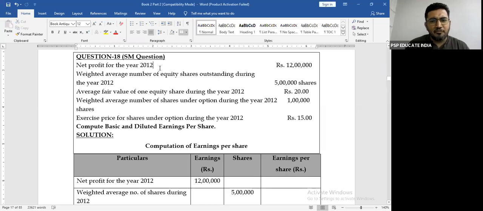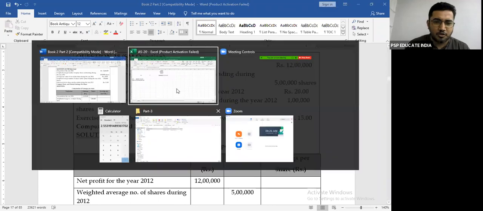It says net profit for the year 2012 is 12 lakhs. Weighted average number of equity shares outstanding is 5 lakhs. Average fair value of one equity share during the year 2012 is 20. So average value per share is given. Weighted number of shares under option is 1 lakh. Exercise price of shares under option is 15. करना क्या है? Calculate basic and diluted EPS. चलो, let's solve this question.